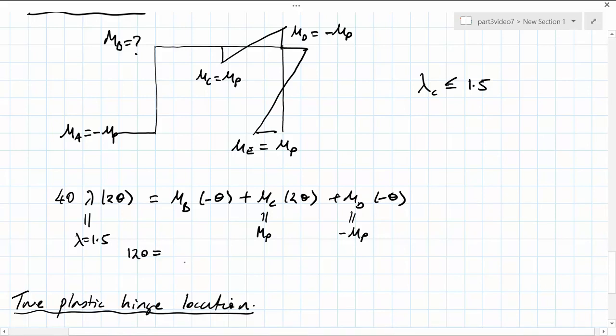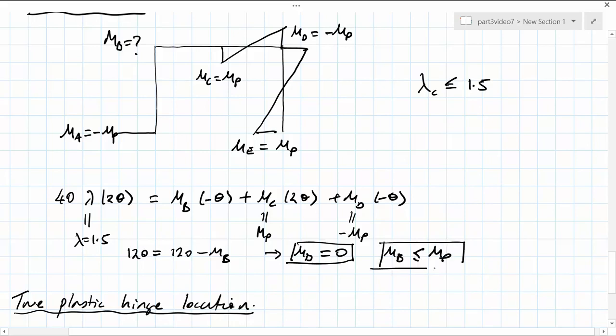Upon substituting these values into this equation, we find that we have 120 equal to 120 minus MB. So that implies that MB in this case is equal to 0. And so MB is less than MP, and we don't have any yield violations. This could potentially be the correct collapse mechanism.